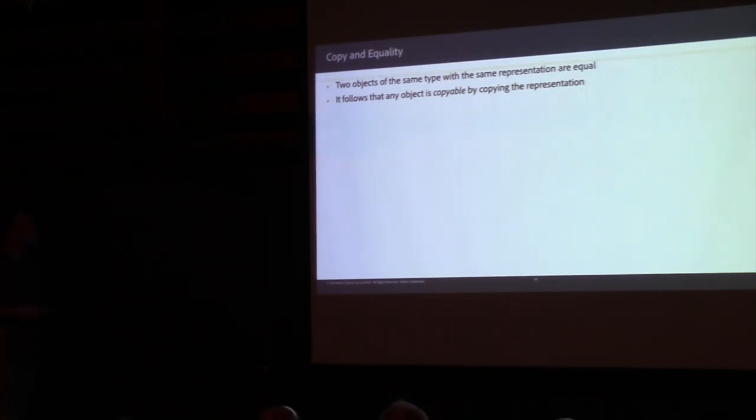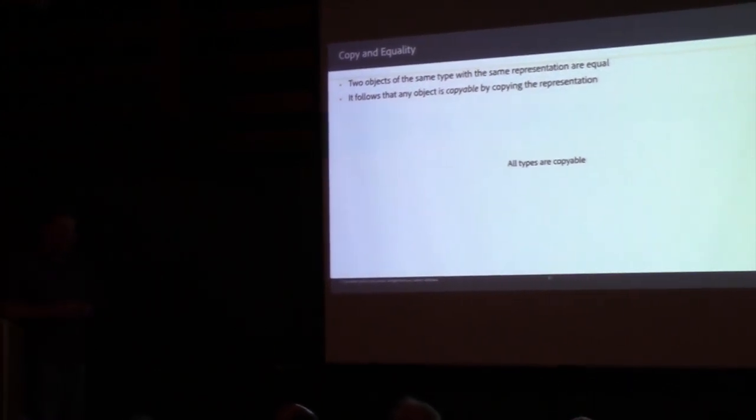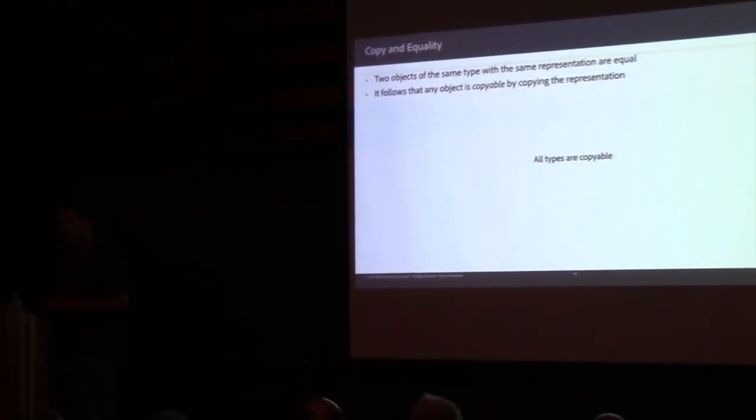Two objects of the same type with the same representation are equal. It follows that any object is copyable by copying the representation. So Dave Abrahams, when he was running this conference more than once, would get mad at me because I would say all types are copyable. It follows from the physical nature of an object and the definition of a type. All types are copyable. But I'm going to stick an asterisk on there because we're going to revisit that.